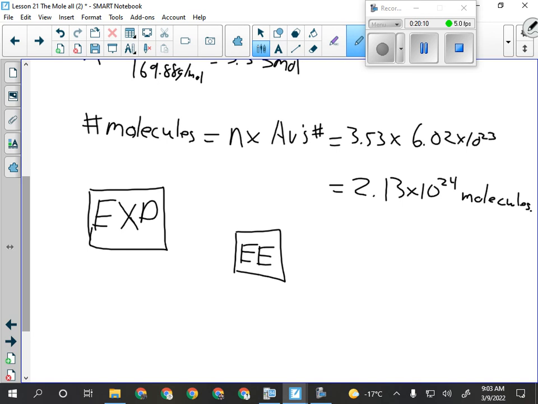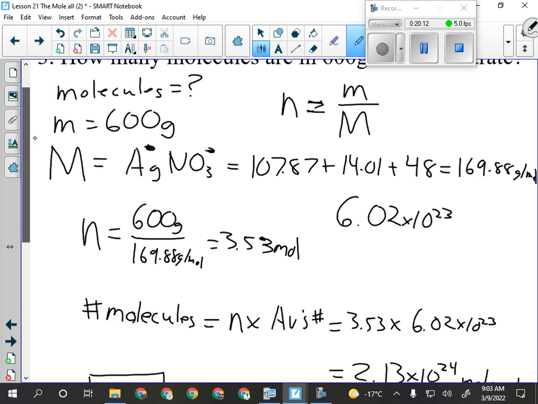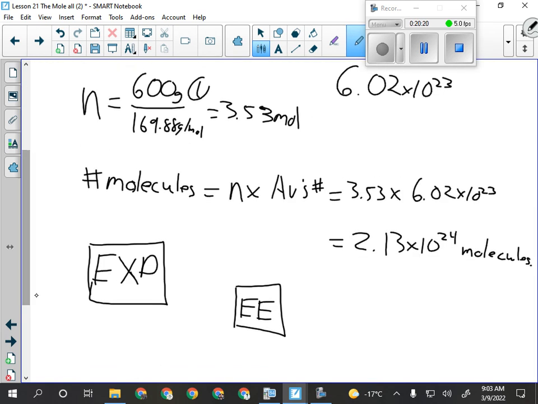Okay, so this would be probably a 4-mark question. You would get a mark for your givens. You would get a mark for calculating the number of moles. You would get a mark for this step, the math for calculating the number of molecules, and you would get a mark for your final answer.